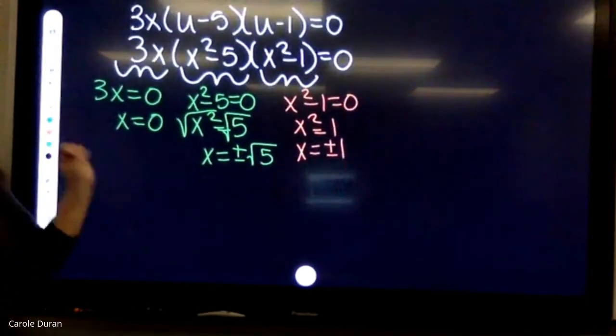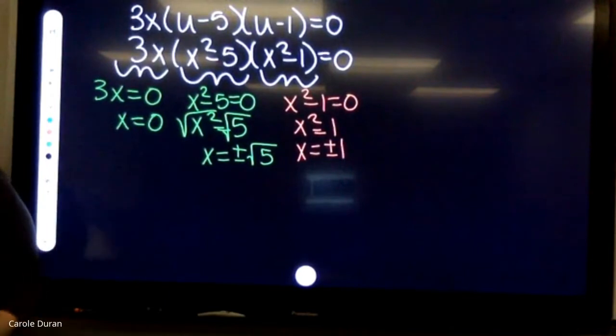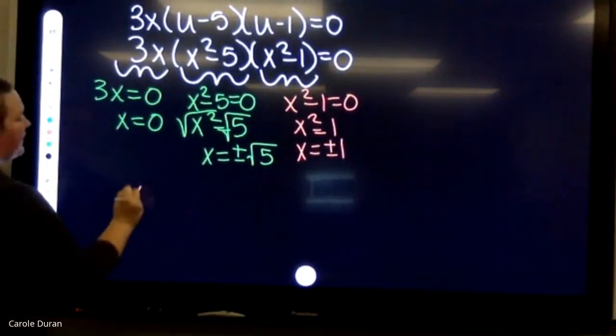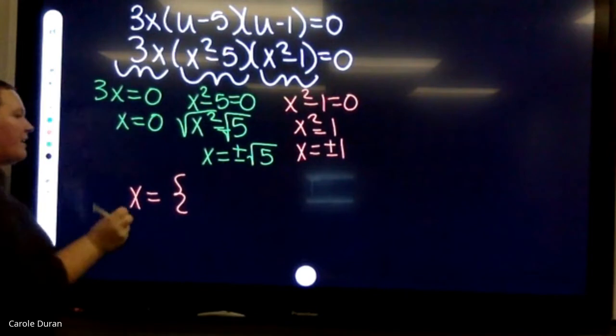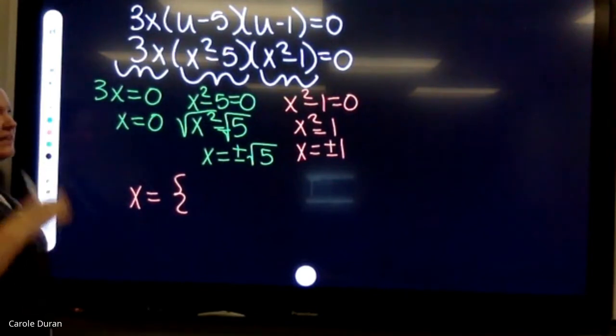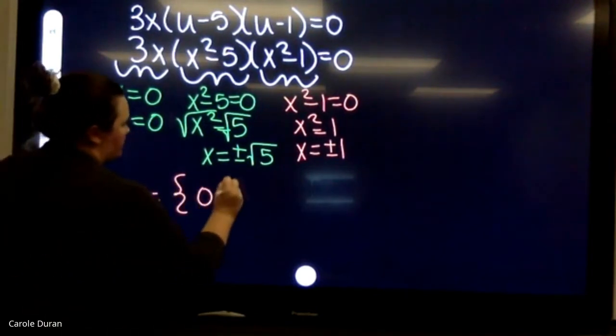I don't leave it like this, however. We have a specific way that we write our zeros, and that is in curly brackets. I do not care, however, if you leave them as positive-negative or if you split them up. That is your choice.